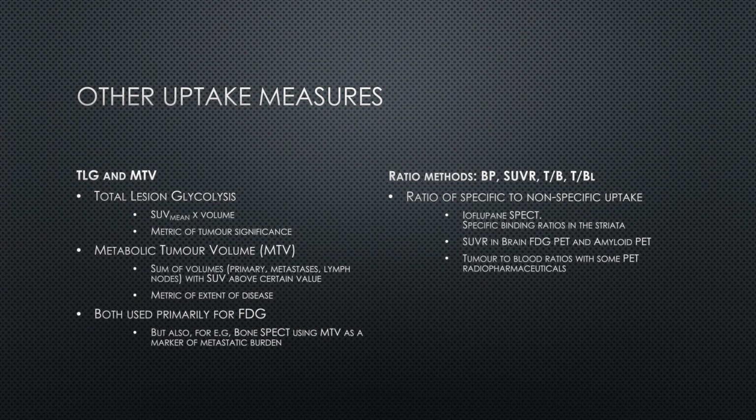SUVR is commonly used in brain imaging, in FDG PET and amyloid PET, where you will compare the uptake in various lobes to an unaffected area, which is frequently the cerebellum. And for some radiopharmaceuticals, particular PET radiopharmaceuticals, in oncology, you will look at the tumour to blood ratio or the tumour to background ratio to determine the significance of uptake in the feature you're interested in. And these are related to kinetics and are important parameters.